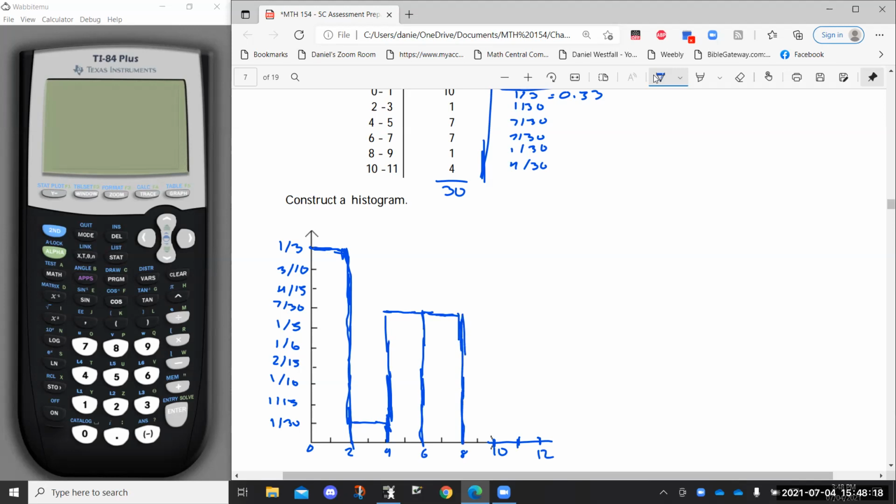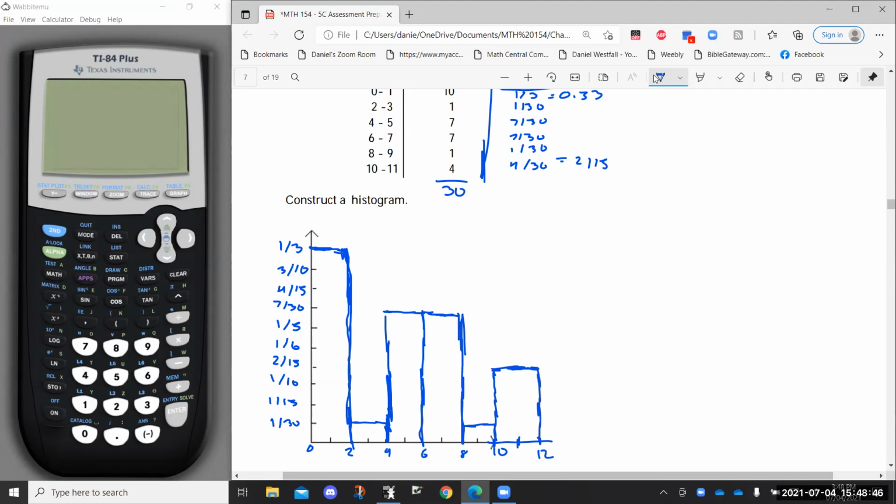Then a 1 out of 30 and a 4 out of 30. It's okay that I go over to 12 here, even though 12 is not included. 4 out of 30 is 2 out of 15. So 2 out of 15 is up here. 4 out of 30.